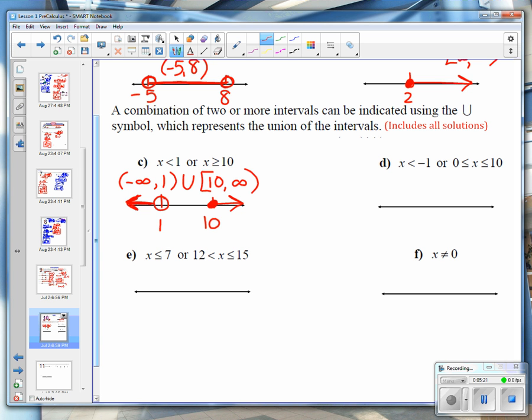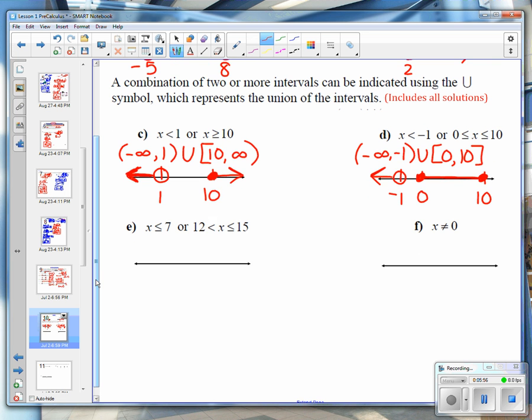Next one is the same idea. x is less than negative 1. So I know I have an open circle at negative 1, and we're going down. Or x is in between 0 and 10. So if this is my 0, this is my 10. x is in between them, and I know it can be equal, so I've got closed circles there as well. Now again, if I want to represent this, negative infinity up to negative 1, all open brackets, union, closed bracket with 0, 10, and then another closed bracket.